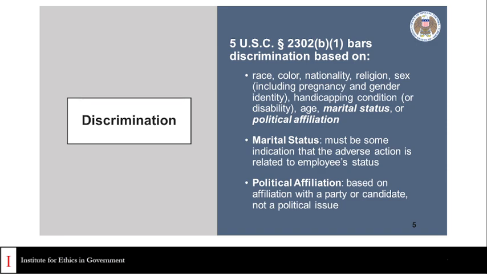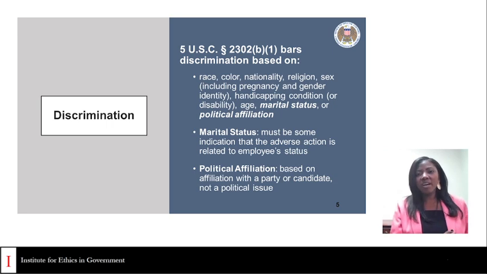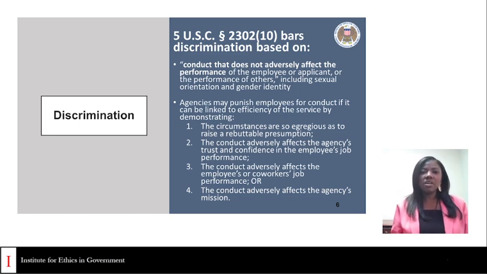So let's now move to the next prohibition. So we talked about B1. Now we're going to talk about B10. And this is a second prohibition under discrimination. So B10 bars discrimination based on conduct. It could be on duty, off duty, that does not adversely impact someone's ability to perform, whether the employee's ability to perform the duties or the performance of others.